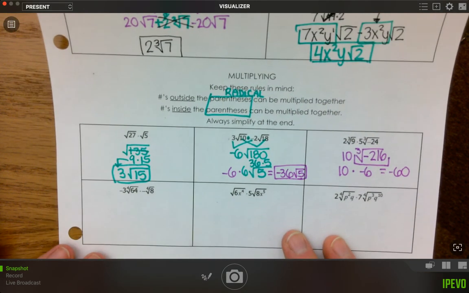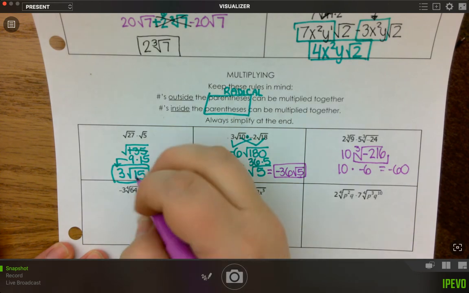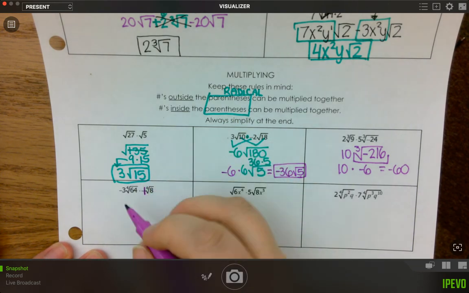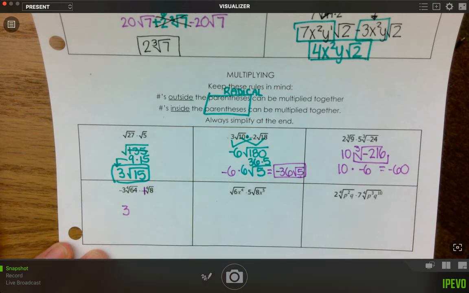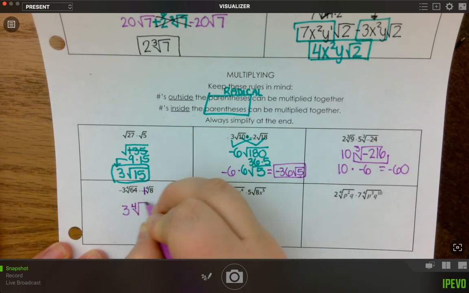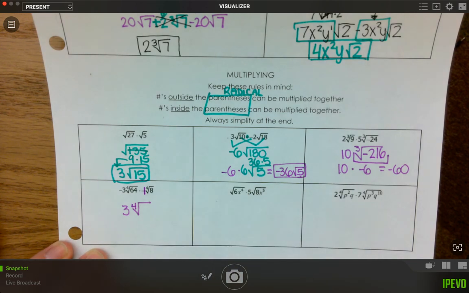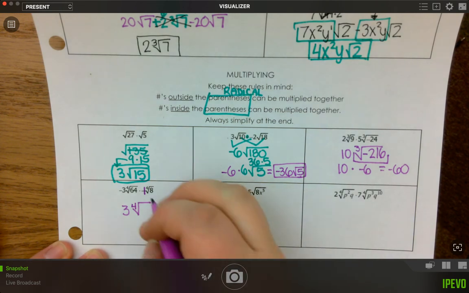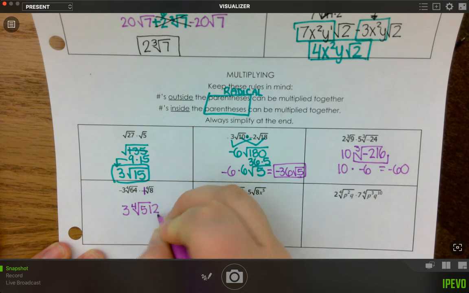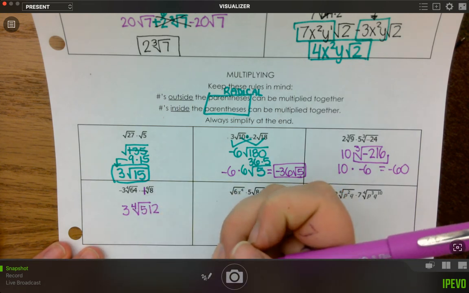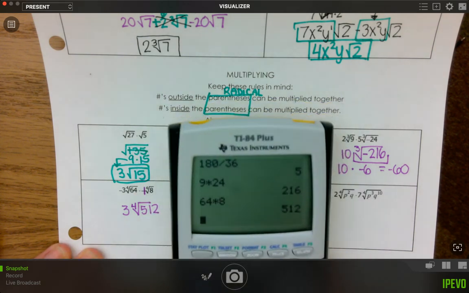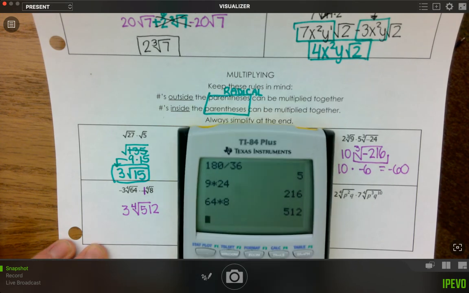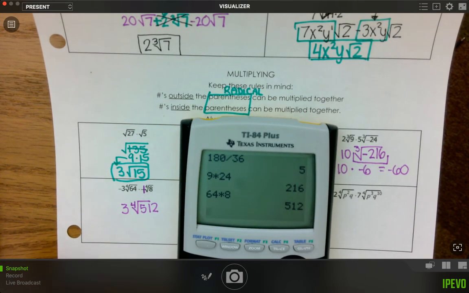And then we have this down here. You can put a 1 in front if you want. Negative 3 times negative 1. Multiply the outsides together first. And you have the fourth root. And you're going to do 64 times 8, which is 512. Make sure you keep the fourth root. And this is on our list of perfect fourth powers.